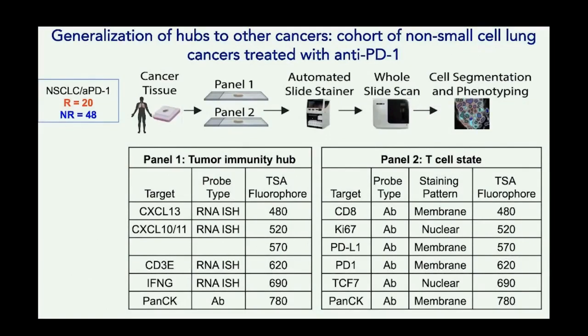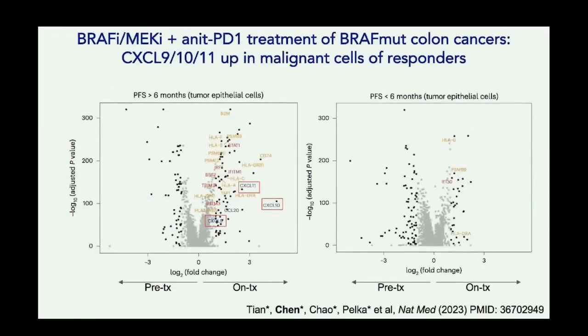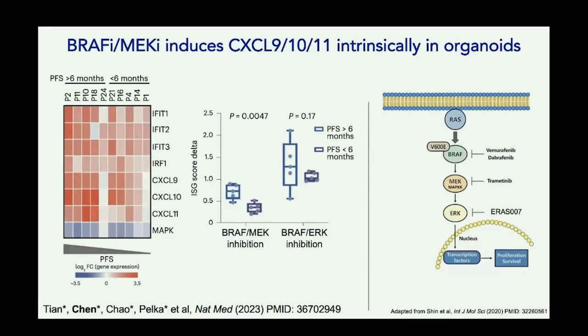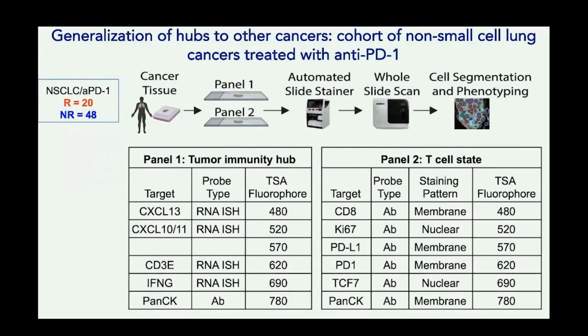So another question we asked is, do these hubs generalize to other cancers? What I've shown you is colon cancer. So now we move to lung cancer. And the reason we move to lung cancer is that most colon cancer patients are not treated with anti-PD-1 therapy because the mismatch repair deficient patients are rare, and for the mismatch repair proficient patients, the therapy that I just showed you, the BRAF-MEK combination with anti-PD-1, has not yet been approved to be used. At some point when that's approved, I think we will see a lot more patients treated.